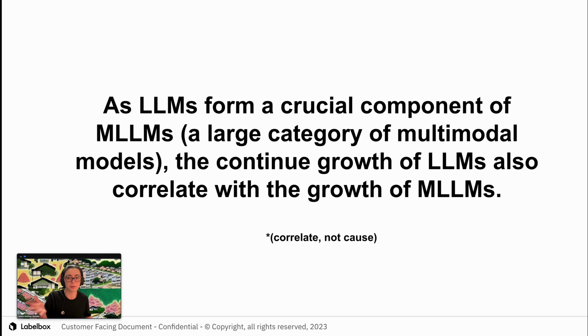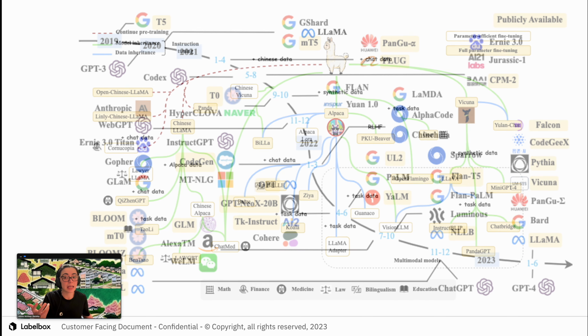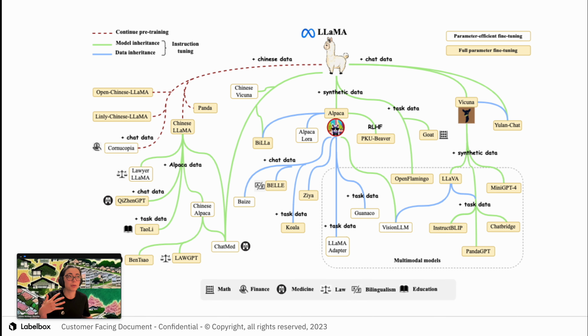And this is just to illustrate that we first saw this initial wave of innovation in LLMs, which is still continuing. But that really paved the way for MLLMs. And what you'll see is that there were different types of techniques that were used to improve LLMs that are also used to improve MLLMs as well, including using synthetic data, RLHF, better task data, things like that.